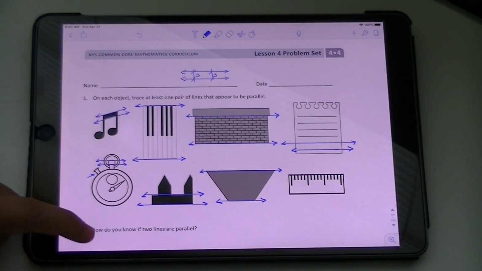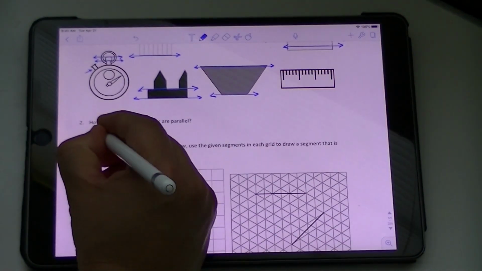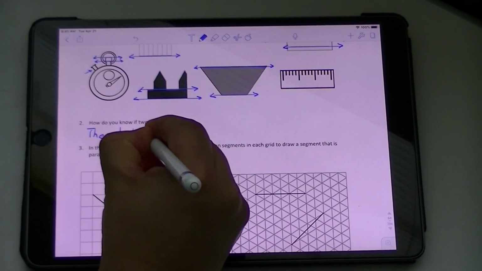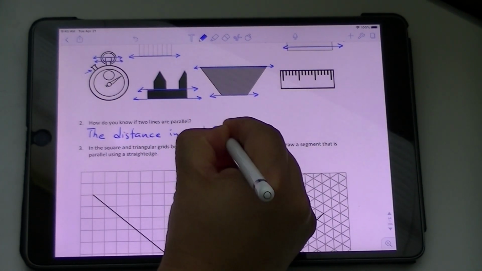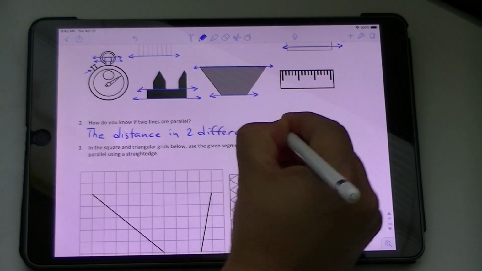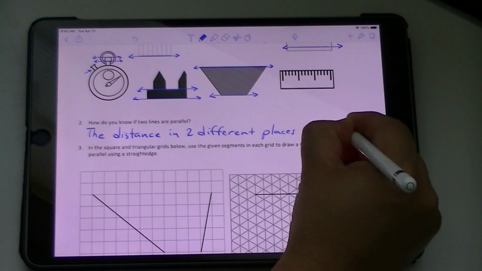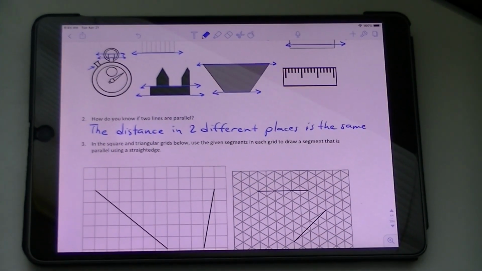Now, how do you know if two lines are parallel? You have to say the distance in two different places is the same. Okay?